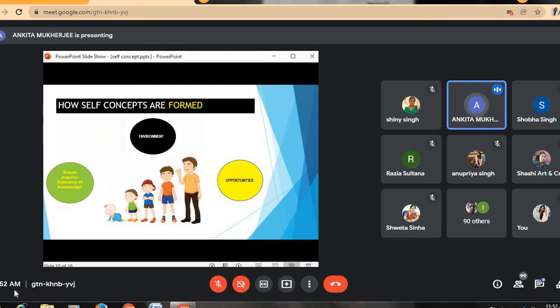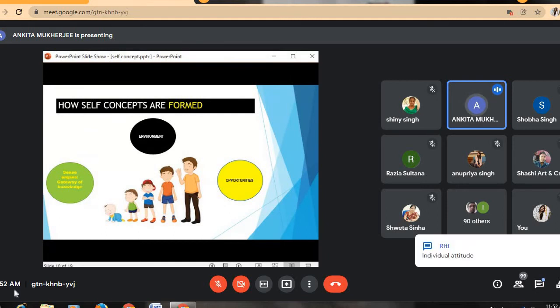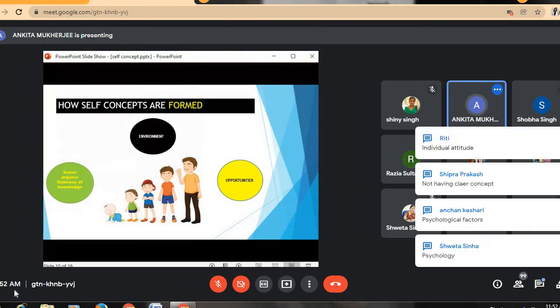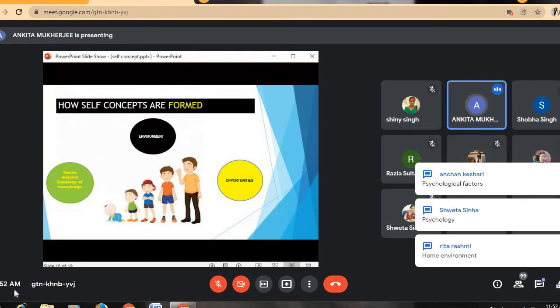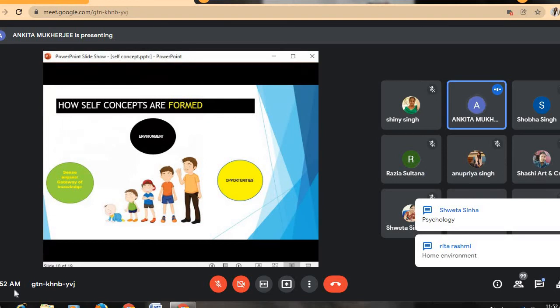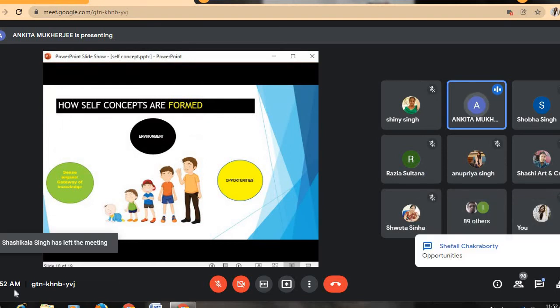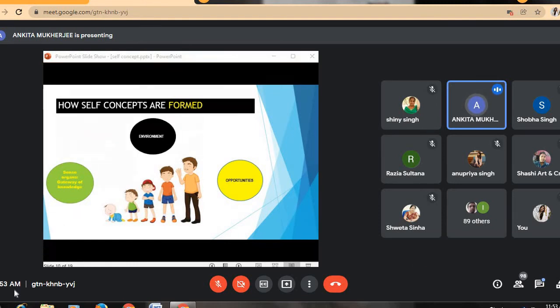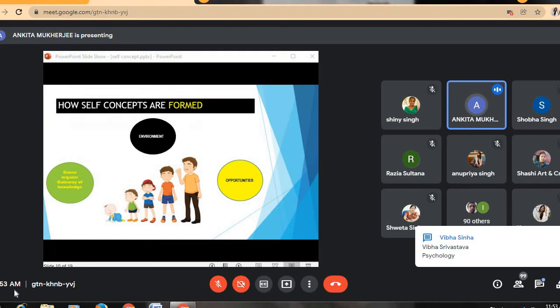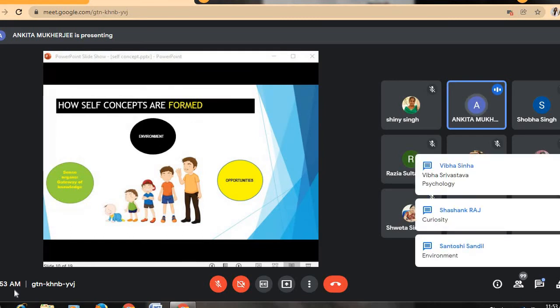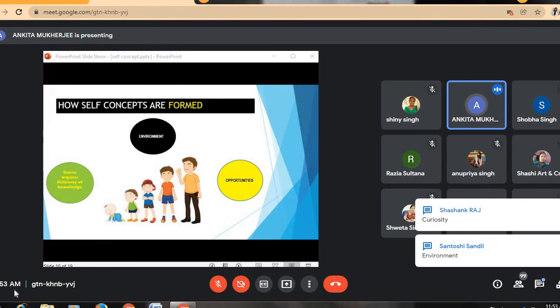So let's proceed. Okay, now the answers are coming. Psychological factor, home environment. Yes. Thank you for the answers. So the cultural differences or the cultural influence, the home environment, the school, the neighborhood, all these factors are the ones which determine the development of concepts in the children.